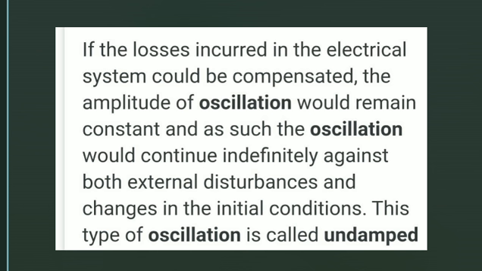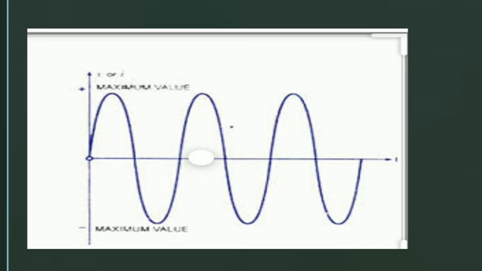Okay students, right? See the book and please underline the undamped oscillation definition. Okay students, right? This is the undamped oscillations output. See, the amplitude of the waves is constant, no? Yes, this is the undamped oscillations output. Okay students, right?